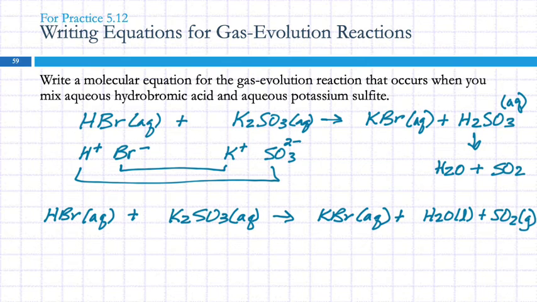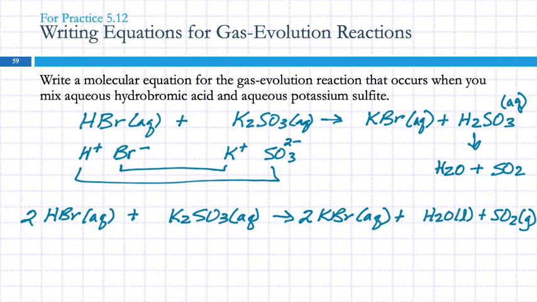Is that balanced? No, it's not. Which one jumps out at you as being a problem? The potassium. K2, just K. So that might be a good place to start. If I put a 2 here, now I've balanced the potassium. And I might as well look at what potassium is with, which is with bromide. So I've got 2 bromides. Over there I've only got 1. So I need to put a 2 in front of HBr.